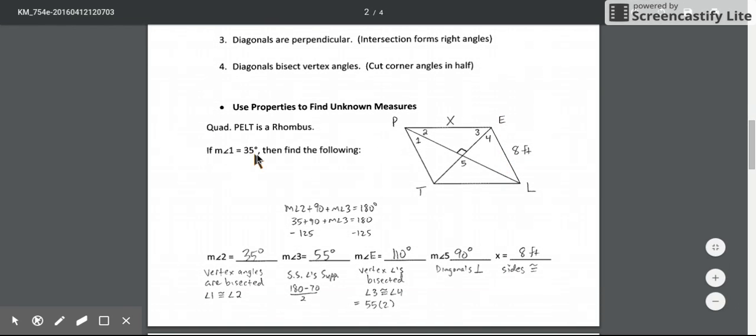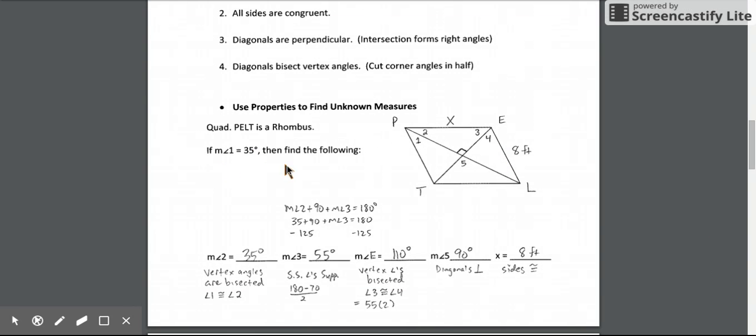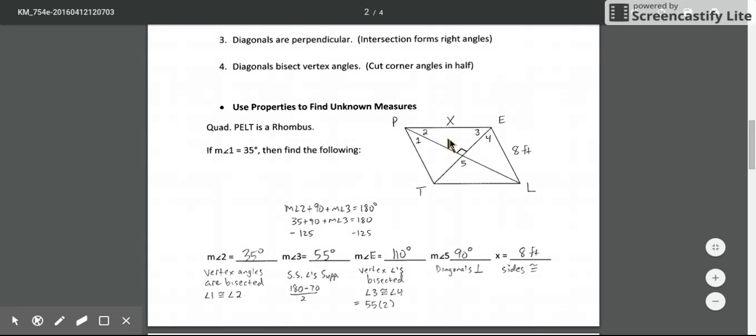Again, we're given some initial condition. Angle 1 is 35. Let's see if we can use that to solve for the other missing pieces. If angle 1 is 35, angle 2 must be 35 because this angle gets bisected by that diagonal so that both of those angles are exactly the same.